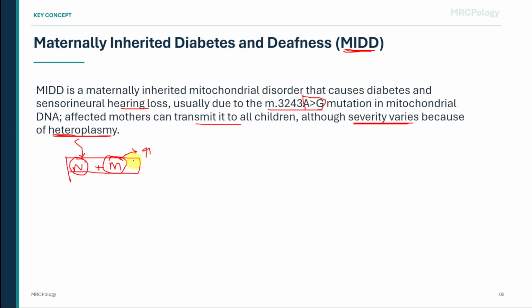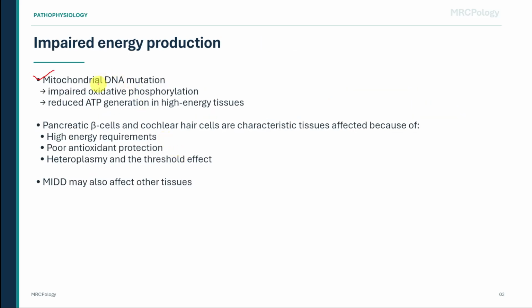If you remember one thing about the inheritance, remember this. Diabetes and deafness passing through the maternal side of a family strongly suggest a mitochondrial disorder. Now let us connect the genetic mutation to the pathophysiology. The mitochondrial DNA mutation impairs oxidative phosphorylation. Impaired oxidative phosphorylation reduces ATP generation, particularly in tissues with high energy requirements.